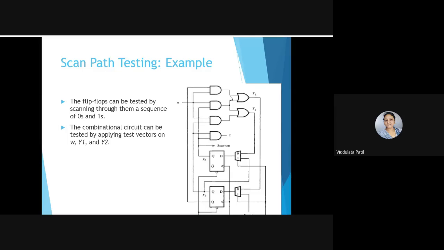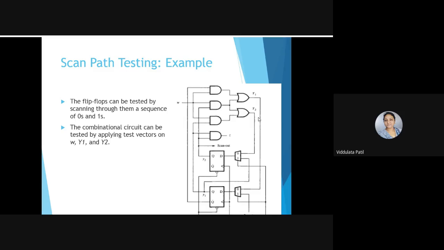Now the outputs of the first AND gate and second AND gate are connected to the OR gate, which gives us the output Y1. The outputs of the second AND gate and third AND gate are connected to the second OR gate, whose output we are calling Y2. The output of the fourth AND gate is Z. Now these Y1 and Y2 are connected to this flip flop through the multiplexer.